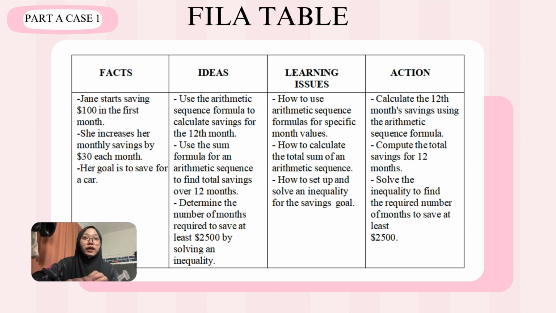And finally, the action steps. First, we calculate her savings in the 12th month. Then, we compute the total savings for 12 months. And lastly, solve the inequality to find how many months it takes to save at least $2,500. So, by following these steps, we will have a clear understanding of Jane's saving plan and when she will meet her goal.